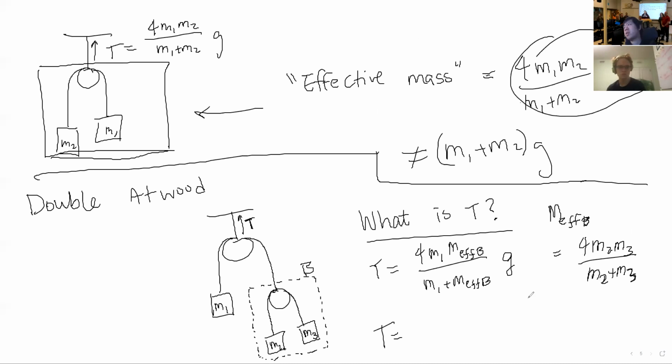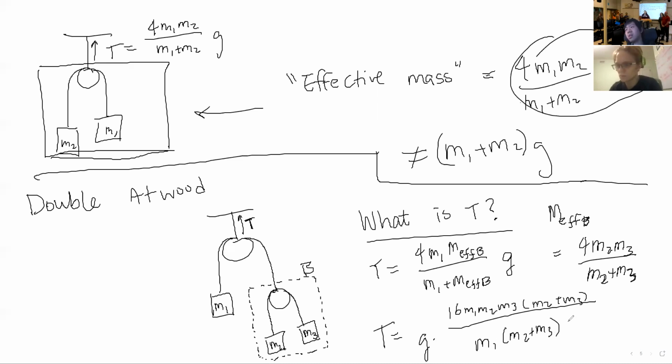Okay. So then after you plug this in, you get something along the lines of G times 16 M1, M2, M3 times M2 plus M3 over M1 times M2 plus M3 plus 4 M2 M3, times G. Something like this?